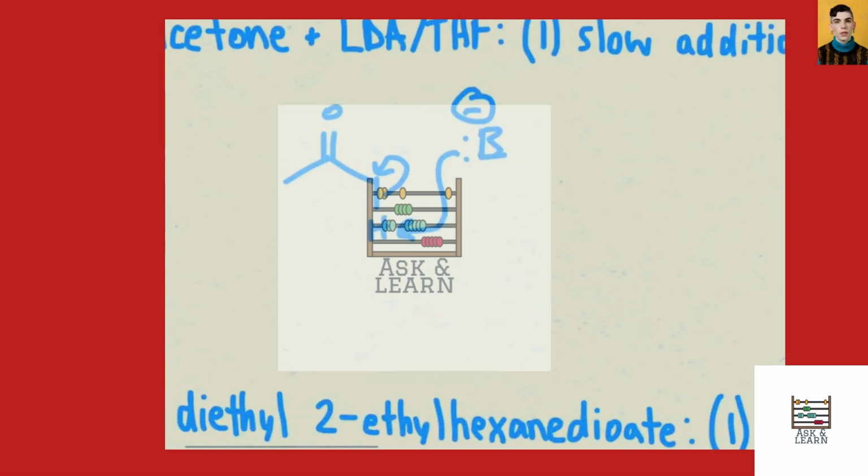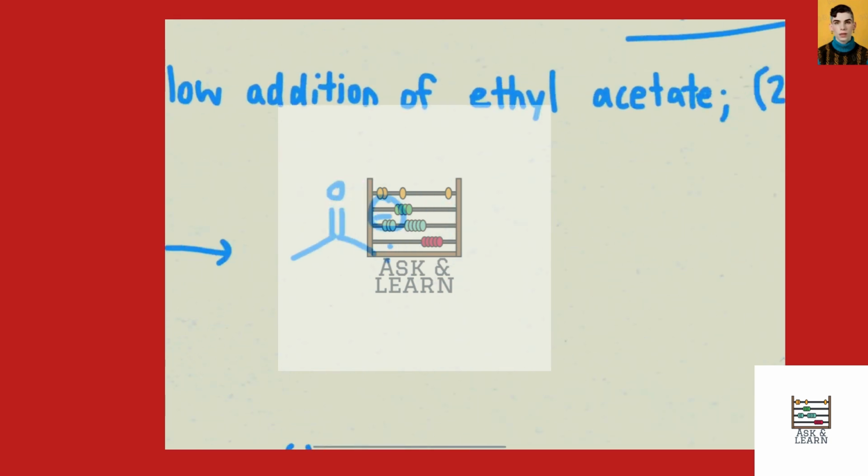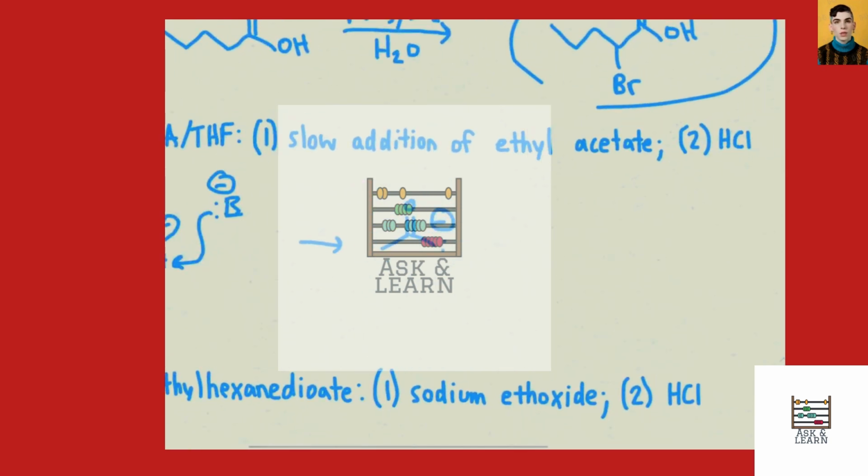So that base is going to deprotonate every single one of these molecules, and that is going to essentially avoid the self-aldol condensation. Okay, so I'm going to get this as my product, in which I have my deprotonated acetone. After that, I'm going to have a slow addition of ethyl acetate.